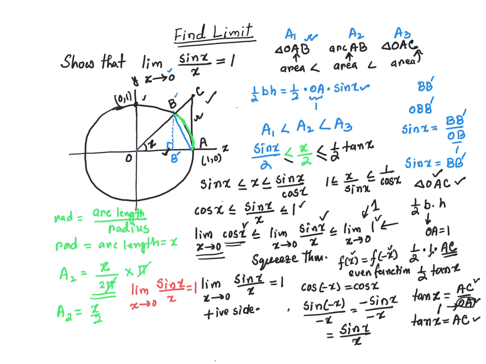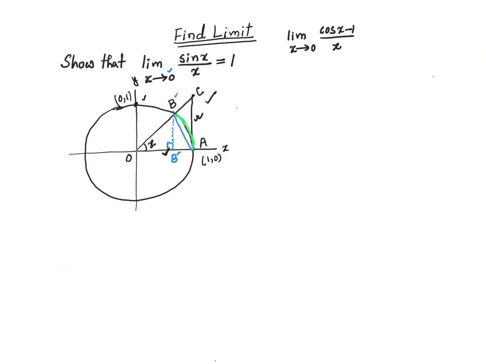Now I'm going to go ahead and show you something else. Since we are on the topic, this is another limit worth evaluating, which can be derived from this one using this fact. The limit as x approaches 0 of cosine of x minus 1 over x. What value does it approach? As it turns out, the value it approaches is 0. So let's go ahead and do that.